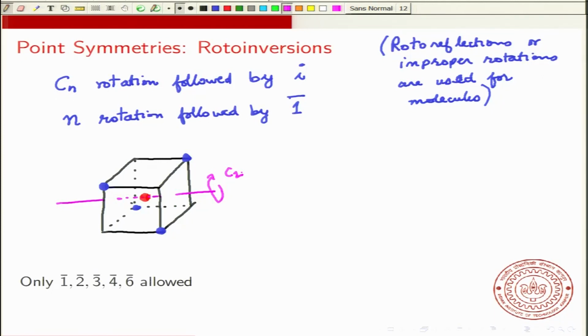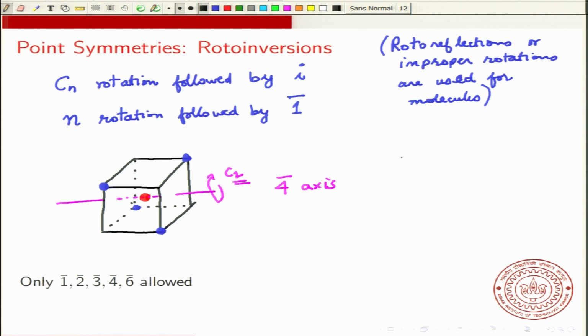Now, we can also see that this C2 axis is also a 4 bar axis. So, it is a 4-fold inversion axis in the following sense. Suppose I rotate by 90 degrees about this C2 axis. We will see it right here.